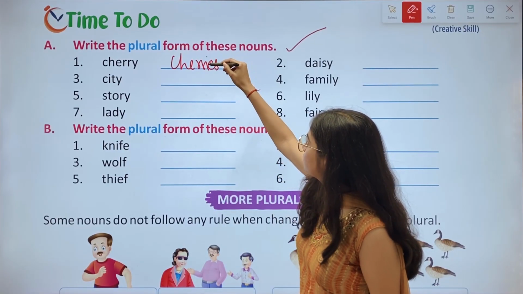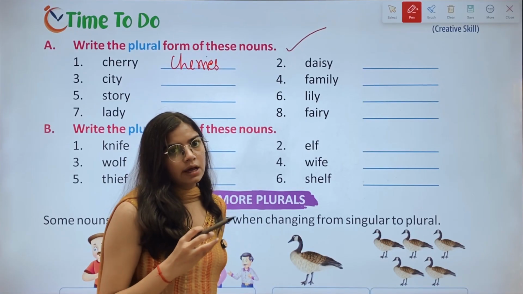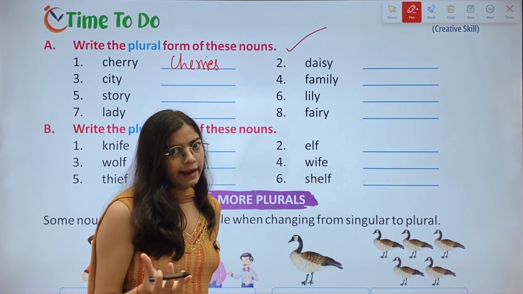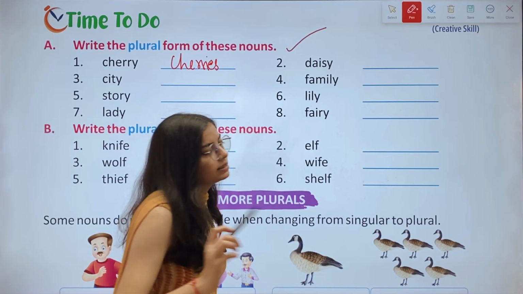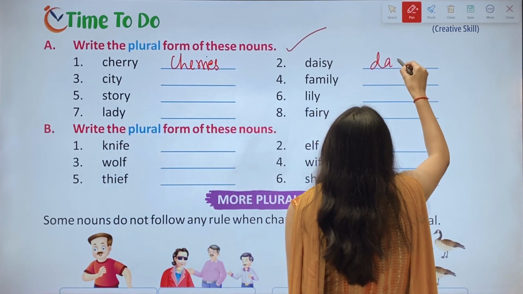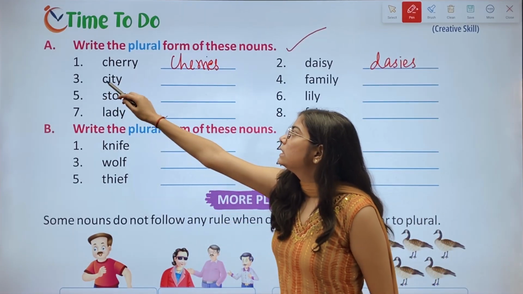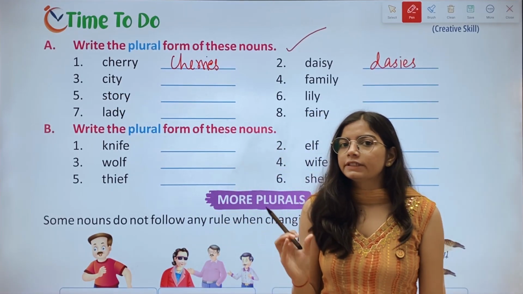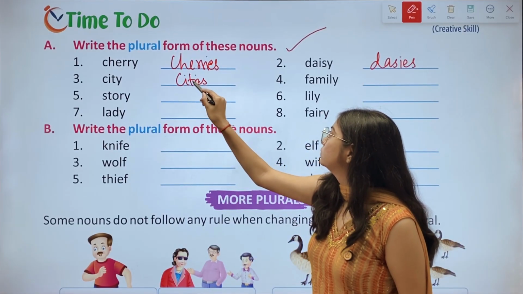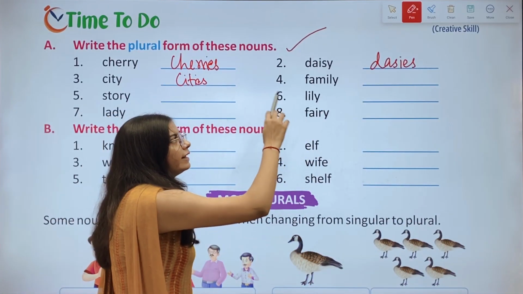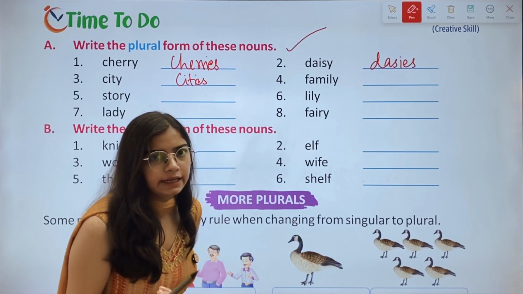Then second, we have daisy. Now again we'll remove Y and add IES, which makes it daisies. Then third, city. The plural of city is cities. Then we have the fourth one, family. The plural of family is families.